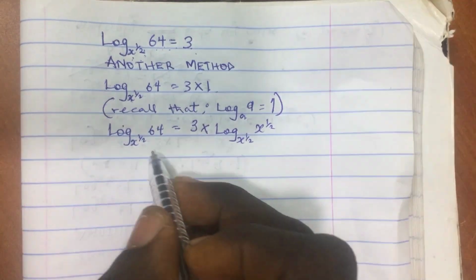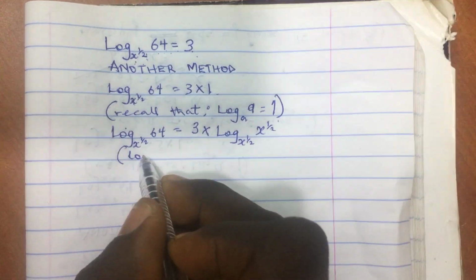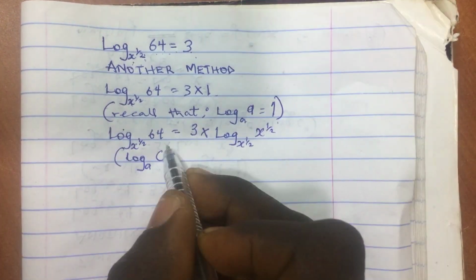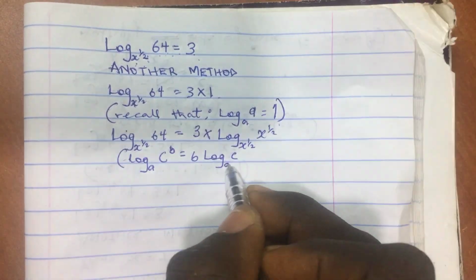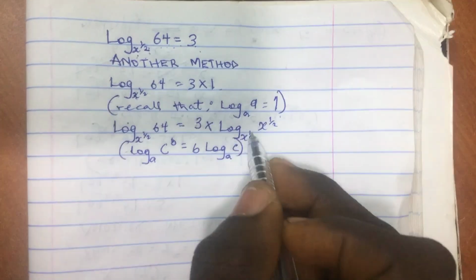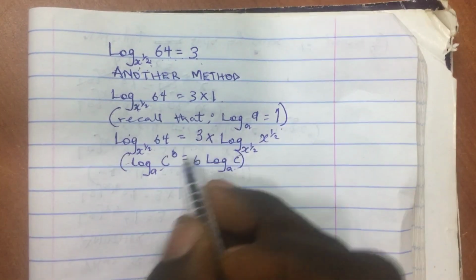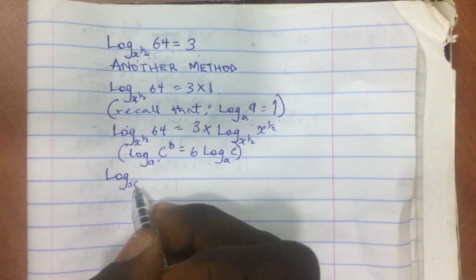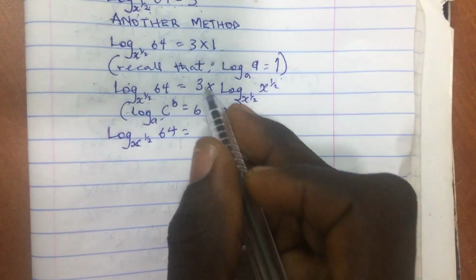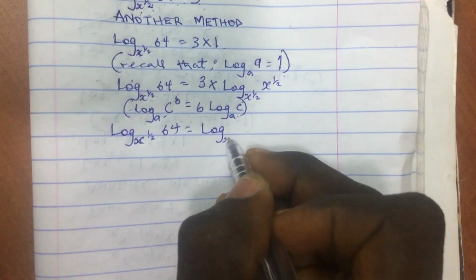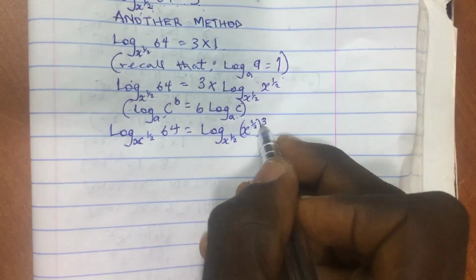The next thing I will try is bringing this to the back, because I said that whenever we have log a of c raised to power b, we are bringing this down: b log c base a. So I'm now reversing it, bringing this to the top like this. So that's what I'm going to do in the next one. So log 64 base x raised to power 1 over 2 equals, I'm bringing the 3 up, so it becomes x raised to 1 over 2, x raised to 1 over 2. These 3 will now come up and become the cube here.